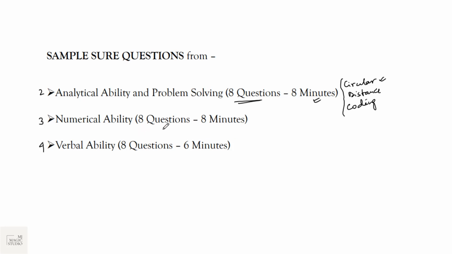Then section 3, numerical ability: 8 questions, 8 minutes, and all questions are from arithmetic, time and work, time, speed, distance, profit and loss, simple interest, compound interest, percentages, mixtures, alligation, partnership, ratio, proportion, variation types of question. In verbal ability, they will ask you 8 questions which you need to answer in just 6 minutes: error detection, fill in the blanks, then 2 small paragraphs. So we will see all these questions and let's begin now.